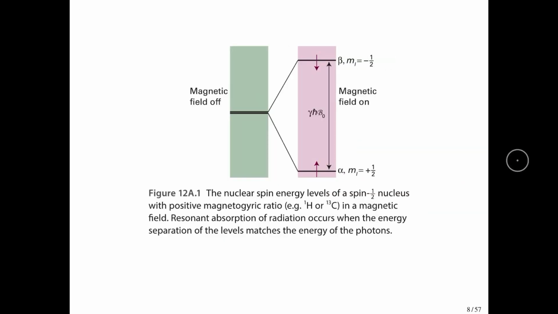Here's a diagram illustrating the splitting. When you have no magnetic field, the two degenerate spin states have the same energy by definition. But when you turn on the magnetic field, for our particular nucleus, the spin up state goes down in energy, and the spin down state goes up in energy. This energy difference leads to nuclear spin transitions, which are possible, and the delta E is related to the frequency involved in causing that transition to occur.